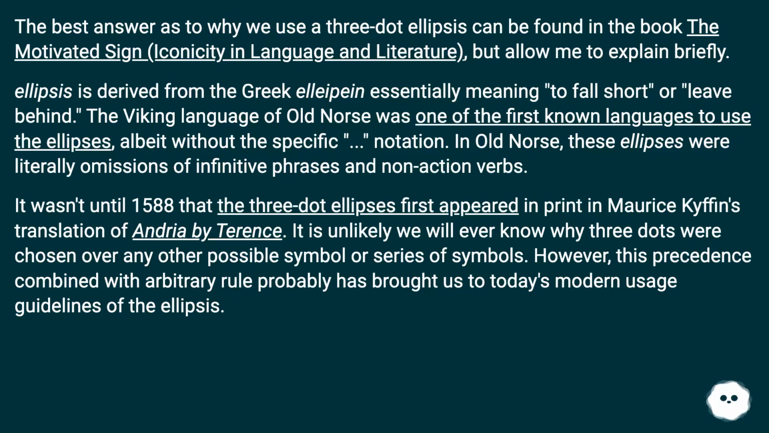It wasn't until 1588 that the 3-dot ellipsis first appeared in print, in Maurice Kiffin's translation of Andria by Terence. It is unlikely we will ever know why 3 dots were chosen over any other possible symbol or series of symbols. However, this precedent combined with arbitrary rule probably has brought us to today's modern usage guidelines of the ellipsis.